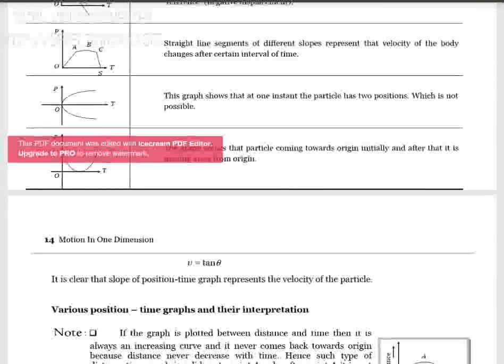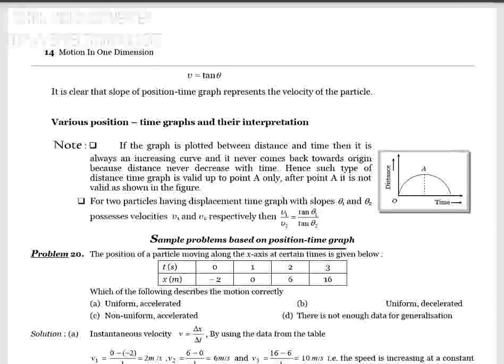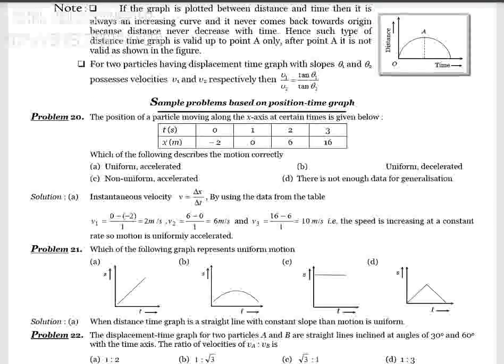The other thing is various position time graphs. We have many types of position time graphs, and when we interpret a position time graph, you can describe, explain or calculate the velocity. To calculate this velocity, as we said before, we use the slope of the graph, and the slope of the graph gives us the velocity. We have some examples here. Among these, let us see one example.